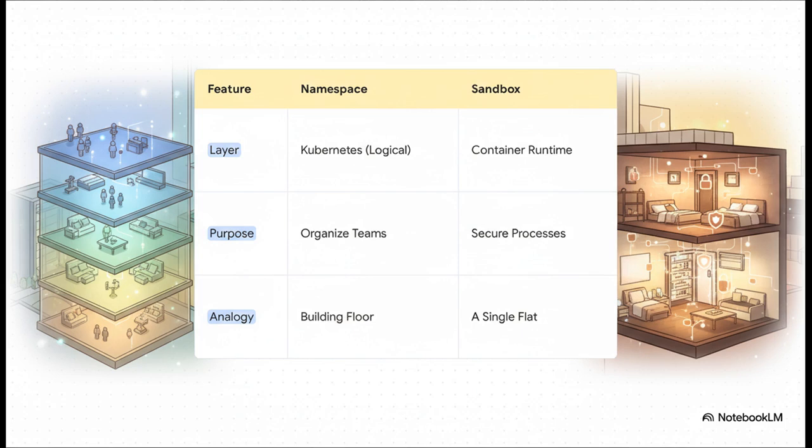A namespace is for logical isolation. It's a Kubernetes concept. It's the floor in our building, used to organize teams. A sandbox, on the other hand, is for runtime isolation. It's a container runtime concept. It's the flat itself, the walls and the plumbing, used to secure a running process. One is for organization, the other is for execution.